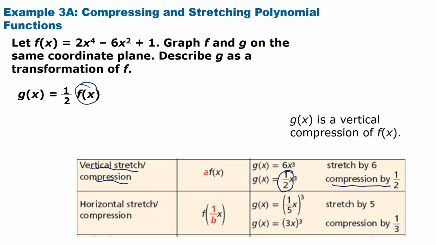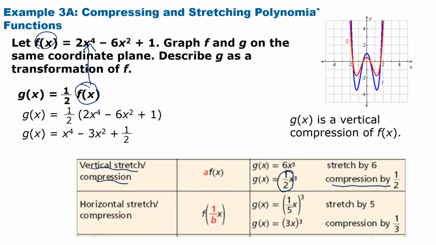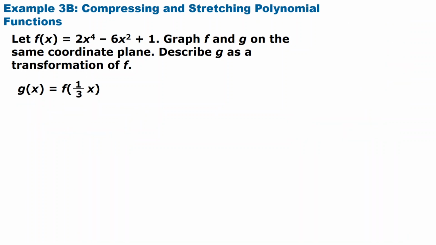Well, let's go ahead and solve this. This says to take 1/2 and multiply it by what's in f of x. So here's f of x, and we're just going to multiply 1/2 by f of x. Now I have to distribute my 1/2 to everything, and when I do, I get this equation. When you put it in your calculator, you're going to see it looks something like this. You're going to see a compression of the original f of x. The blue is the f, and then it gets compressed in to the g. Okay, let's look at another.